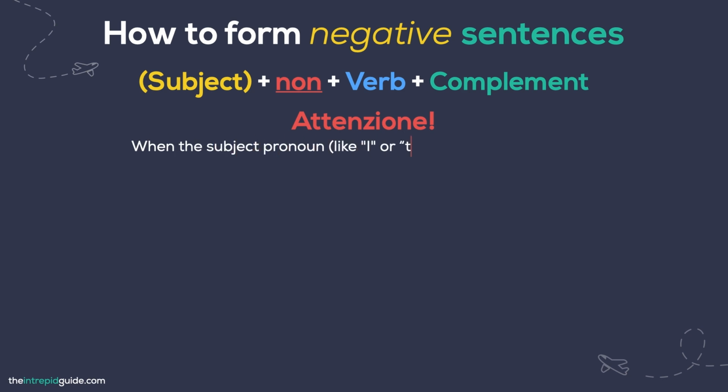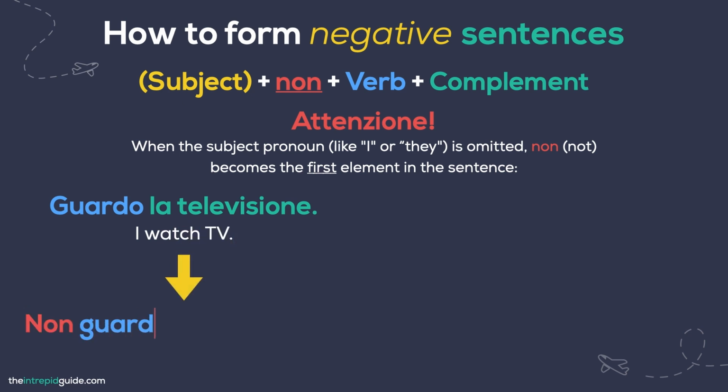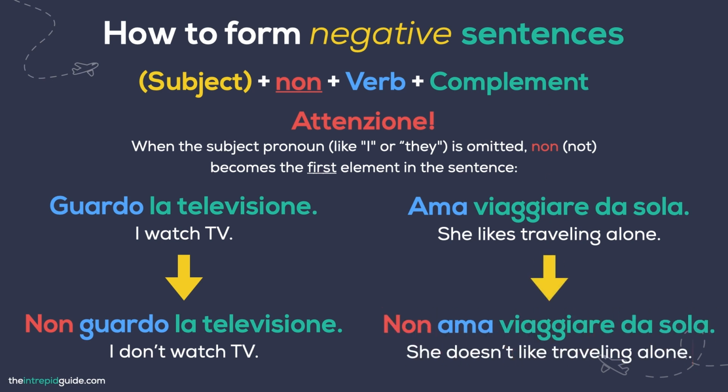Attenzione! When the subject pronoun like I or you is omitted, non, meaning not or don't, becomes the first element in the sentence. For example, Guardo la televisione. I watch TV becomes Non guardo la televisione. I don't watch TV. Ama viaggiare da sola. She likes traveling alone becomes Non ama viaggiare da sola. She doesn't like traveling alone.